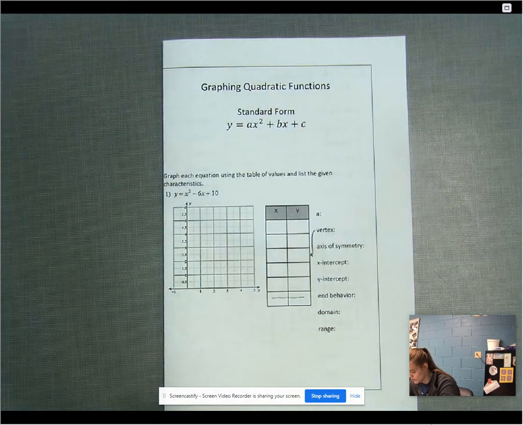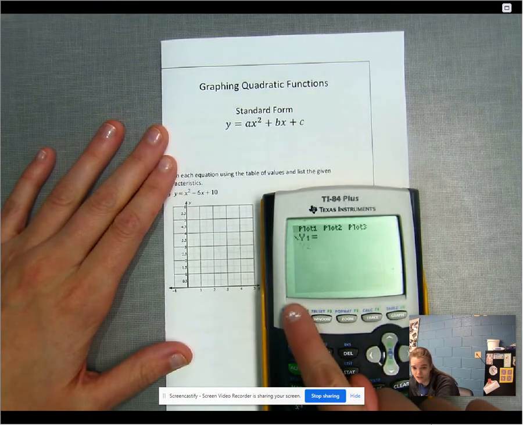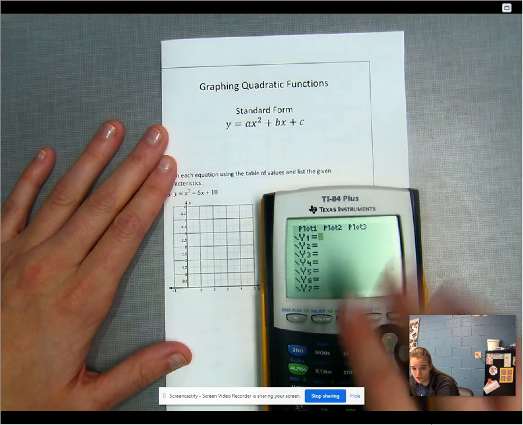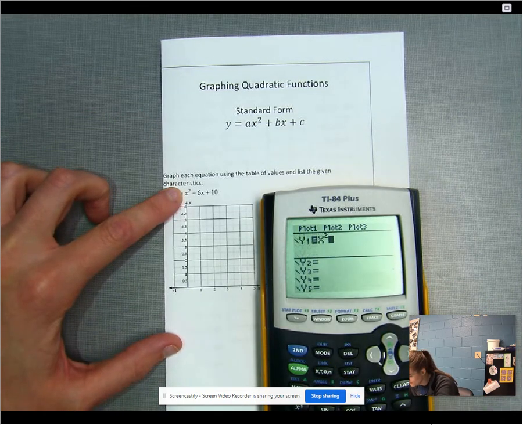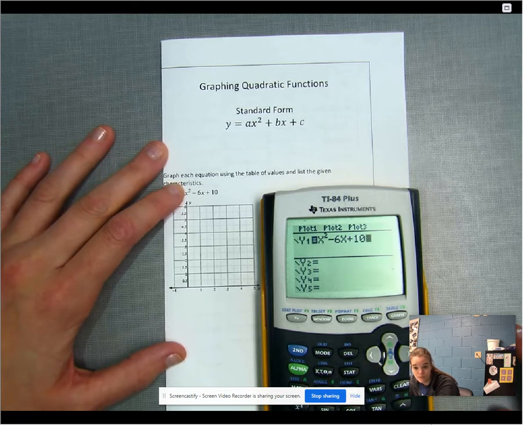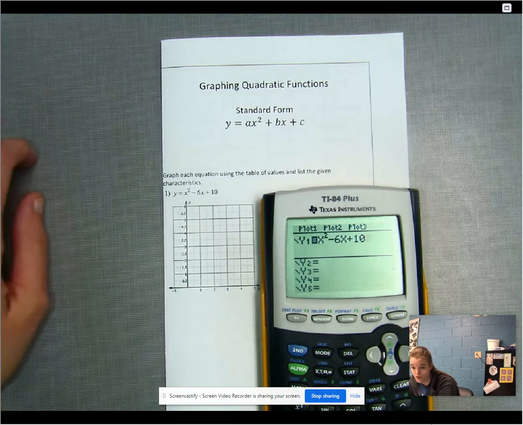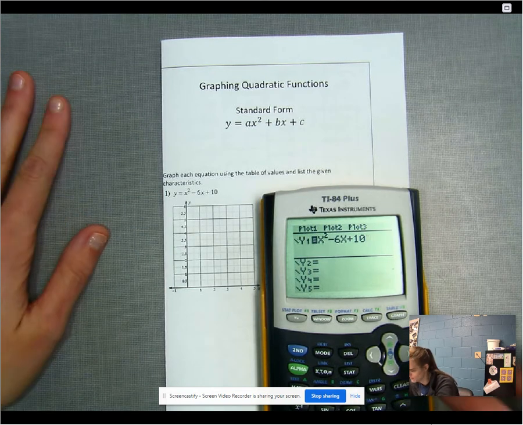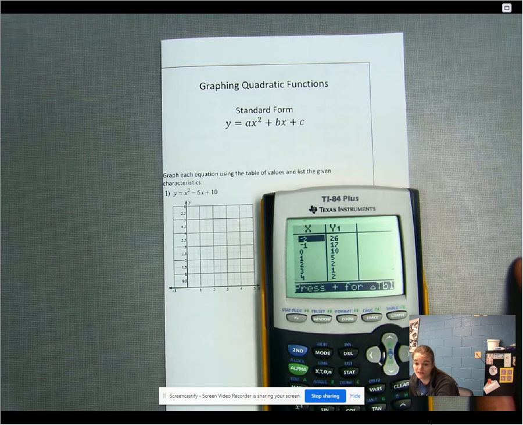You can go ahead and turn your calculator on. You have to have your calculator. Press y equals, if there's something there, you're going to clear it out. And then you're going to type in x squared minus 6x plus 10. Okay? Then you're going to press second graph, like we did with exponential and like we did with vertex form, whenever we did it. So second graph.